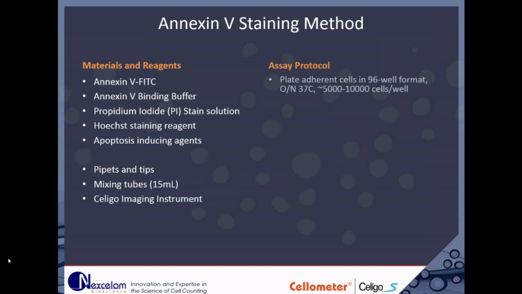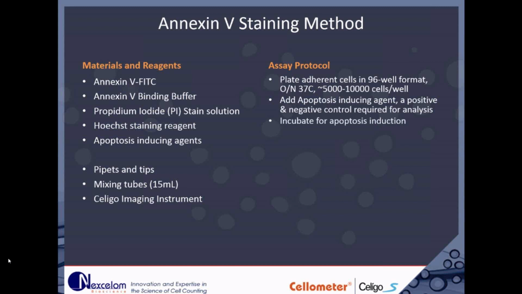In general, the assay protocol is plating cells in a 96 well plate, approximately 5 to 10,000 cells per well. Let them adhere overnight. The next day you come in and add the apoptotic agent. In this experiment we used staurosporine, and a second drug on the second half of the plate was alpha-TOS. This will help identify the positive and negative controls.